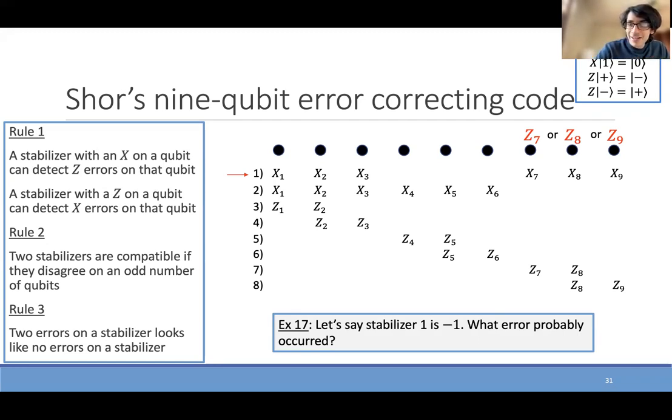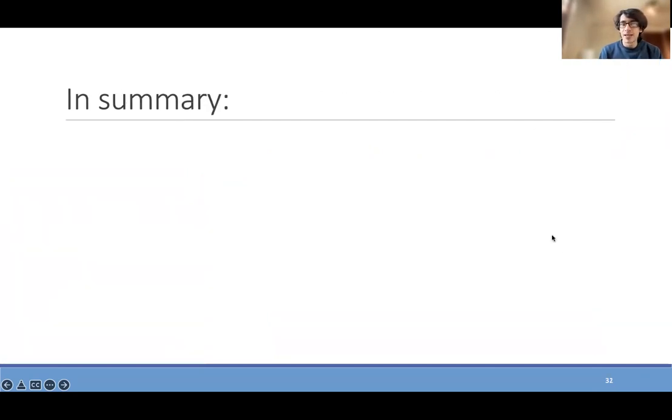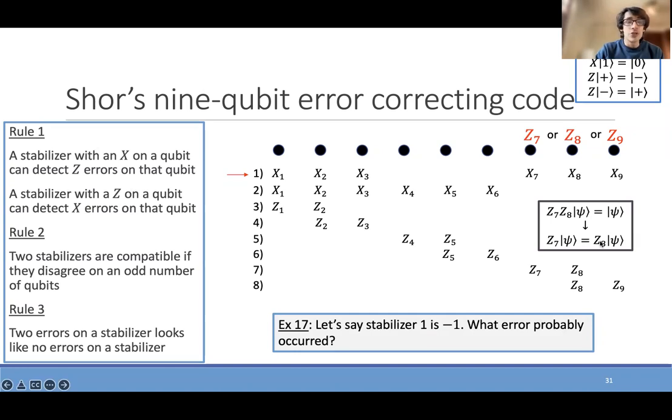But there's a little thing to notice that means that a Z7 error and a Z8 error are actually the same error. Remember that we're in a state where Z7 times Z8 acting on psi is just psi, because we're in a state where Z7 Z8 has a value of 1. What that means is we can bring the Z8 over to the other side. What it means is that Z7 times psi is equal to, sorry, there's a question in the chat.